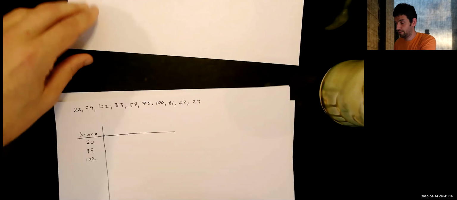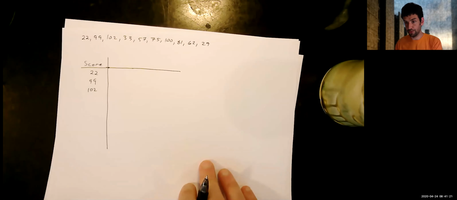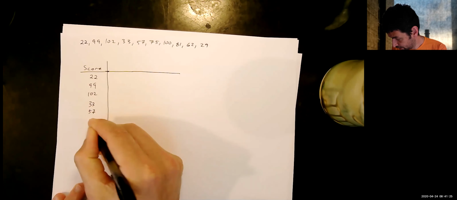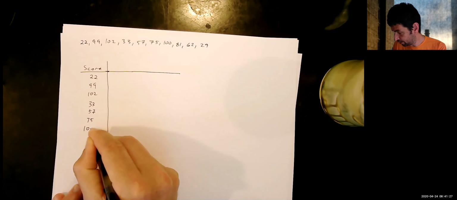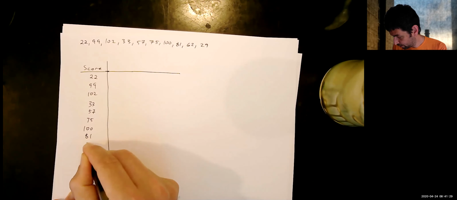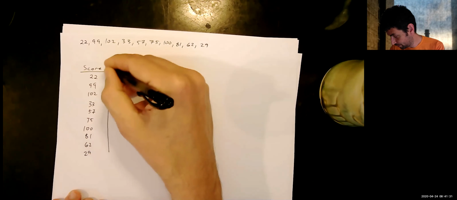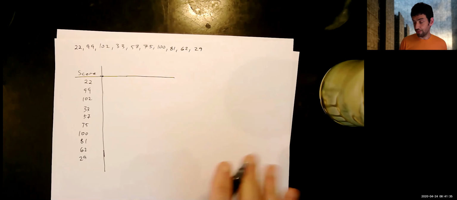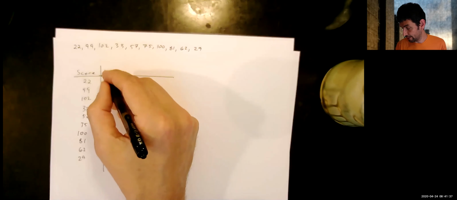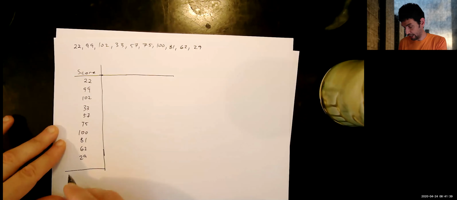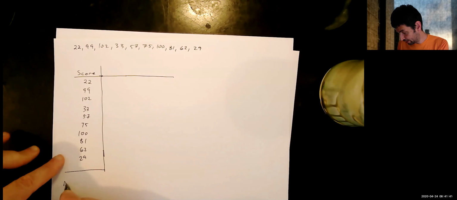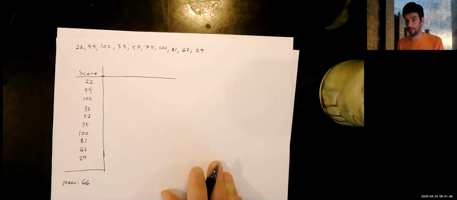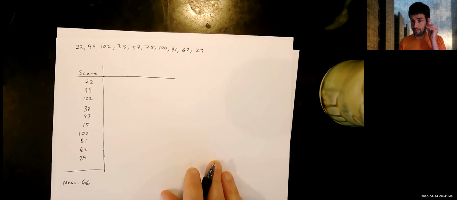Create a little space. We'll come back to those formulas in a moment. 102, 33, 57, 75, 100, 81, 62, 29. Okay, apparently I can't write straight. So I computed the mean of this data ahead of time. The mean of this data turns out to be 66.